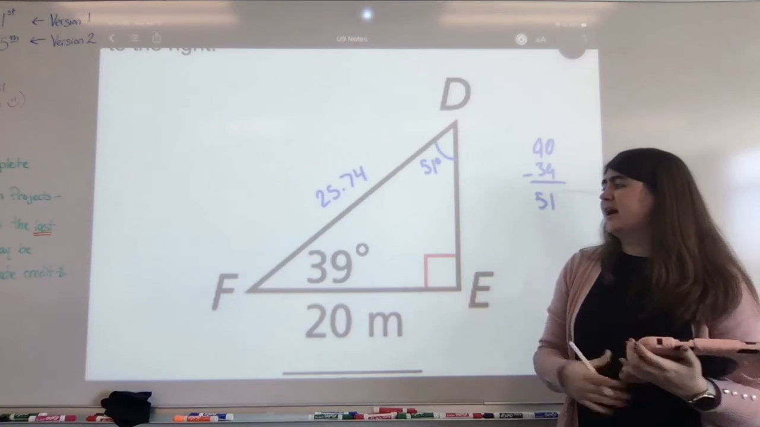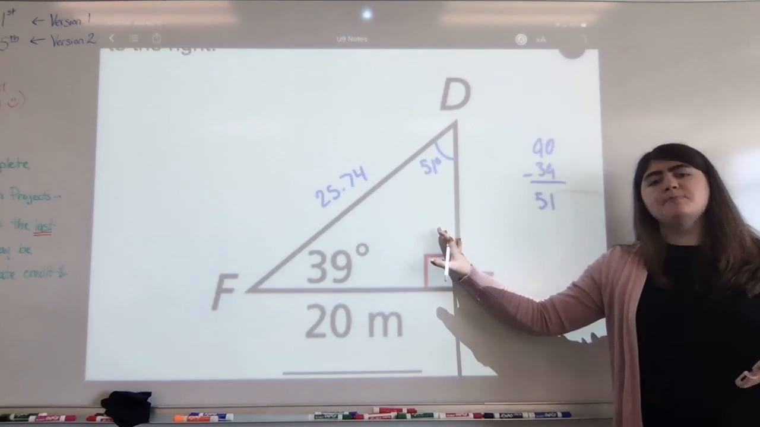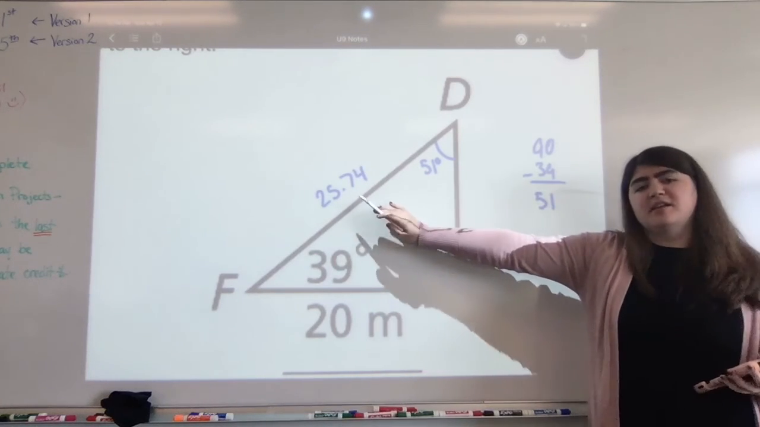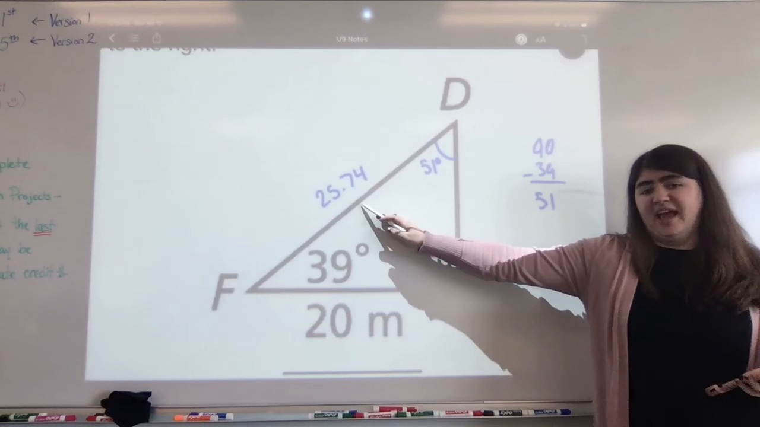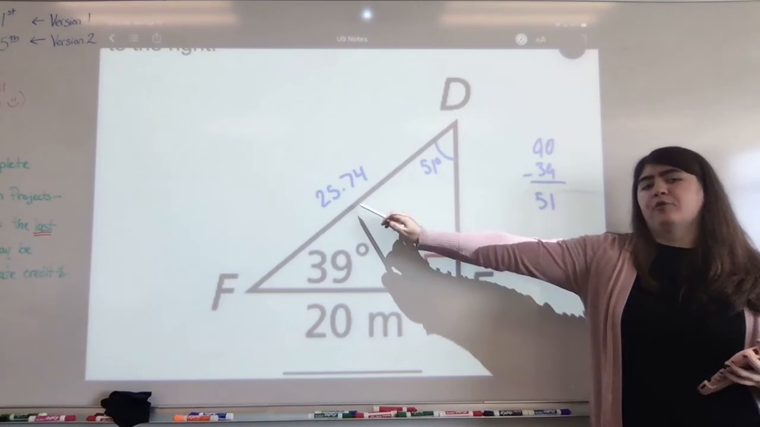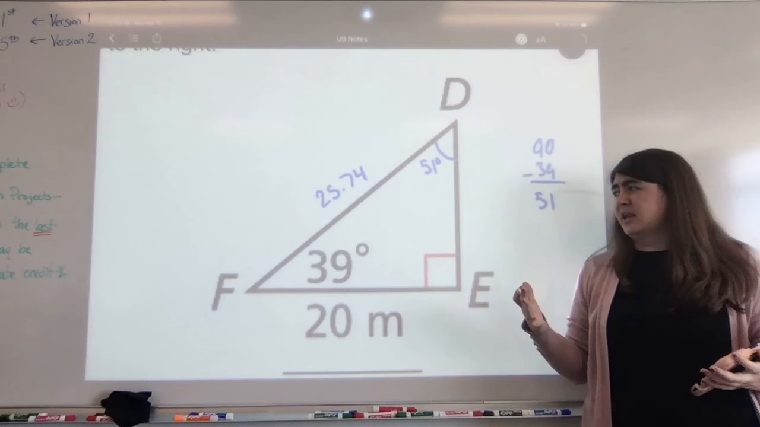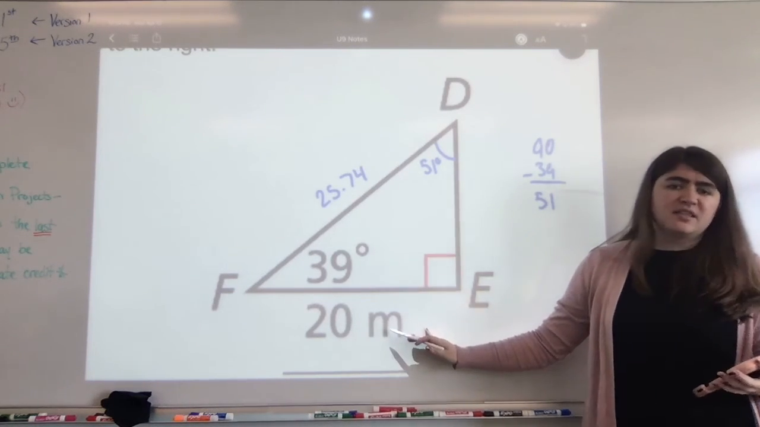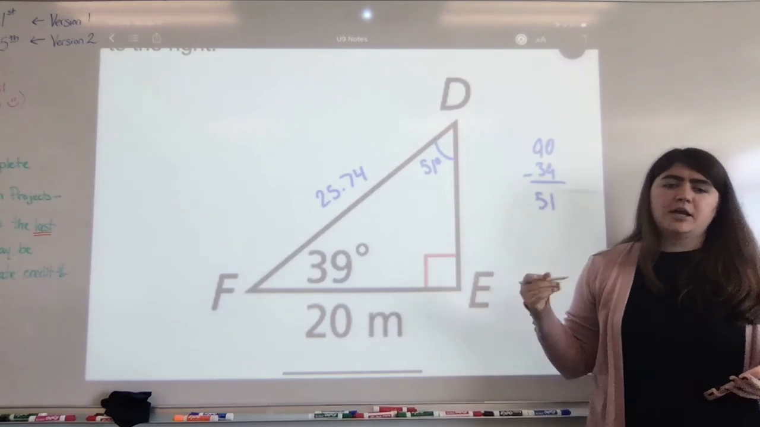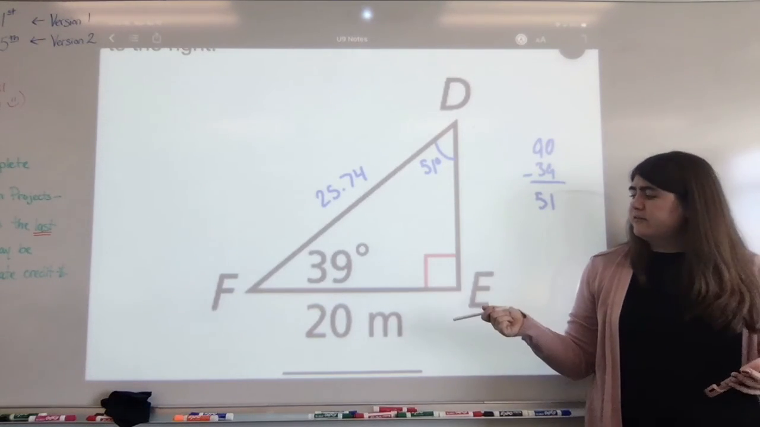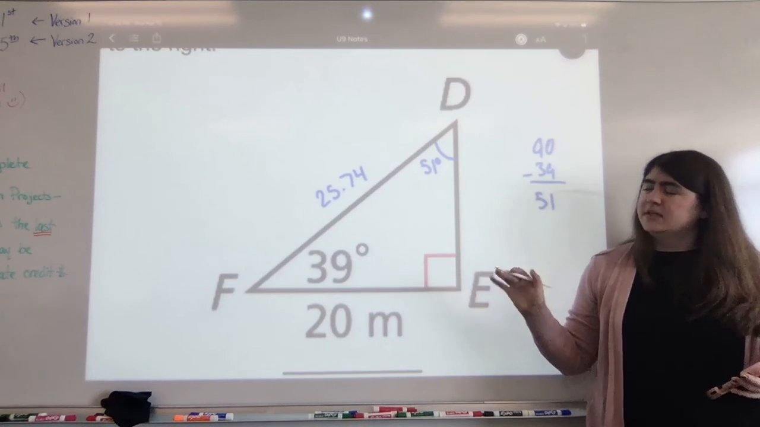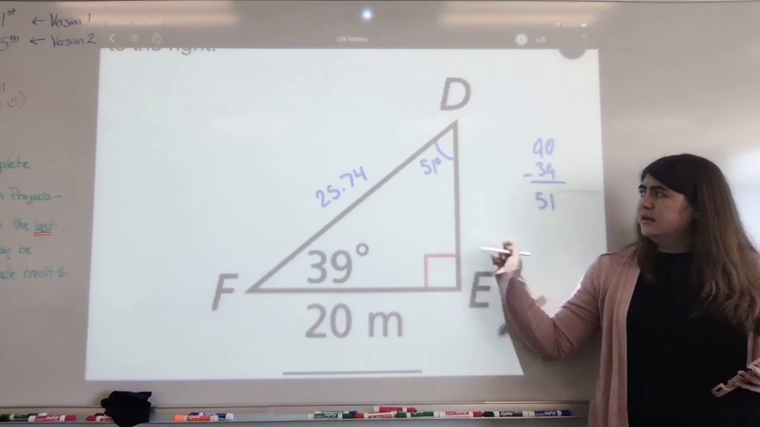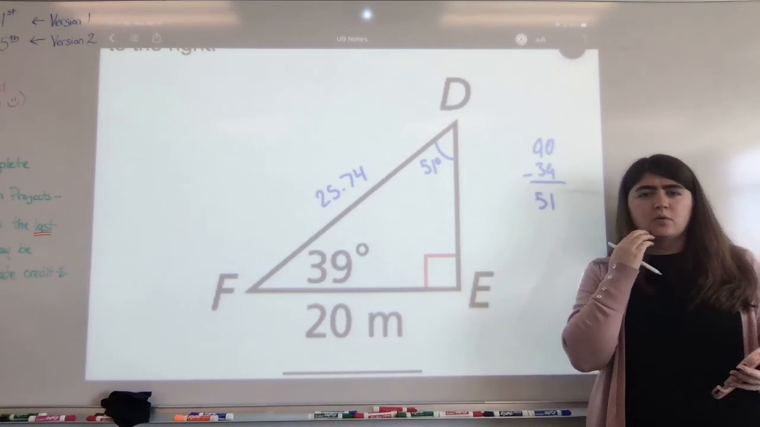I have one side left to solve for, and if at all possible, I want to avoid using this side length because this is an estimation. This is rounded. This isn't exact. If it was exact, I say go for it. But because it's approximated, we want to make sure that we're using this 20-meter side instead of this side, as it's going to make our math a little easier. And because it's more exact, I'm going to use this side and this side, and it doesn't matter which angle I use again.